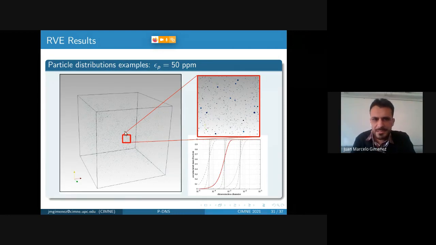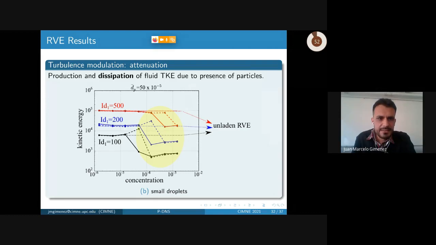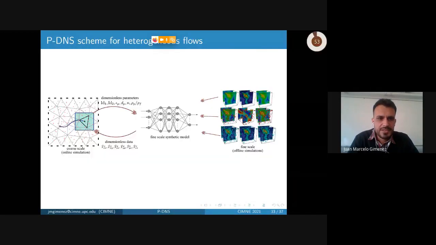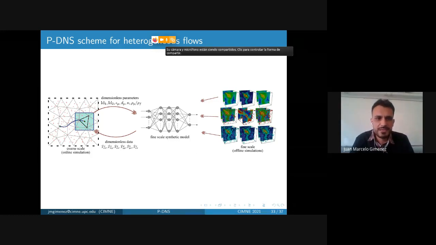Instead, if we use a similar concentration but small droplets, and when I say small droplets, compared with large droplets, I'm talking about one order of magnitude difference in size, the situation is different. Comparing with the unladen RVE data, we can see that the presence of small particles dissipates the turbulence. So instead of enhancing, we perceive an attenuation of the turbulence. This complex behavior depends on the concentration, on the particle sizes, on the shear stress conditions. So it depends on many parameters that we have condensed in this fine scale synthetic model again. We apply the same methodology: fine scale simulations, a fine scale synthetic model, and dimensionless parameters and dimensionless data to relate the coarse scale simulation and the fine scale simulation.